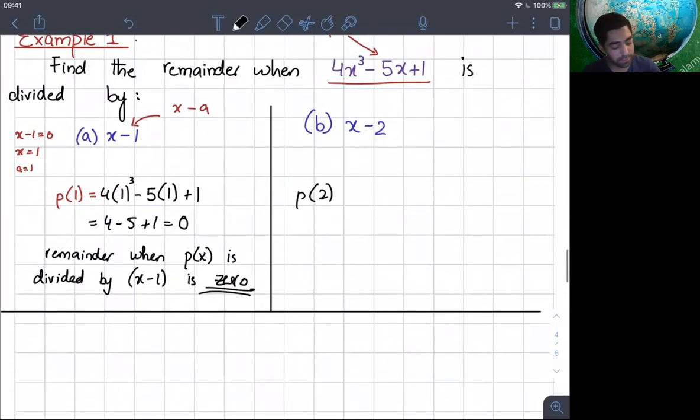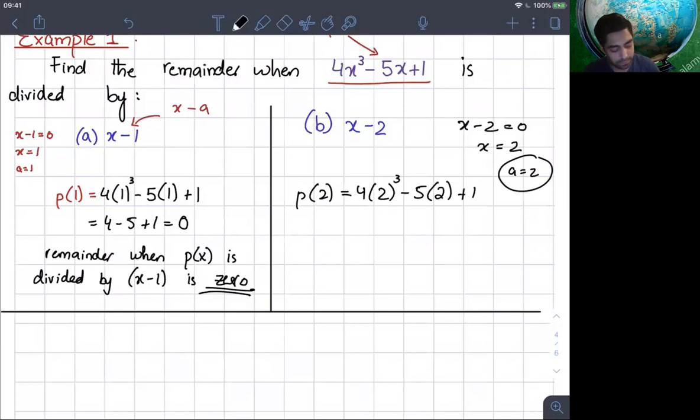This should be quick. We just have to do p of 2 because now in this case, x comes out to be 2. That means a has a value of 2. That's the value at which we're going to evaluate the function. So this is what you get, 4 times 2 cubed minus 5 times 2 plus 1. What is that? 4 times 8 is 32 minus 10 plus 1. That's going to give you 23. So that means your remainder now is 23.